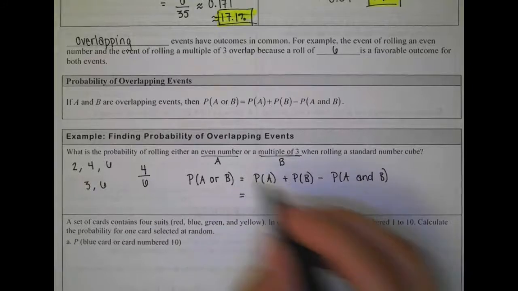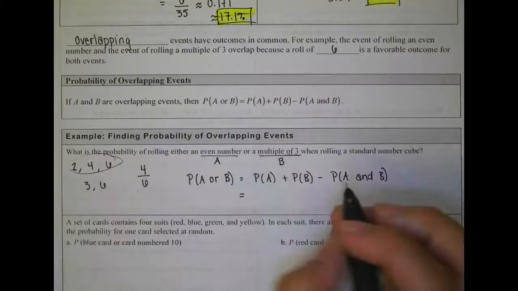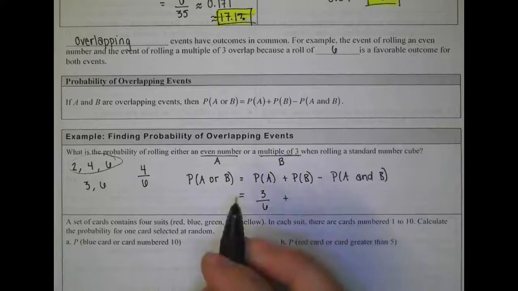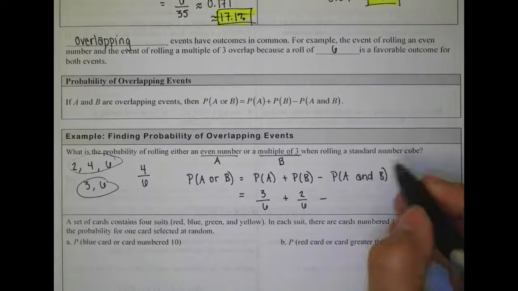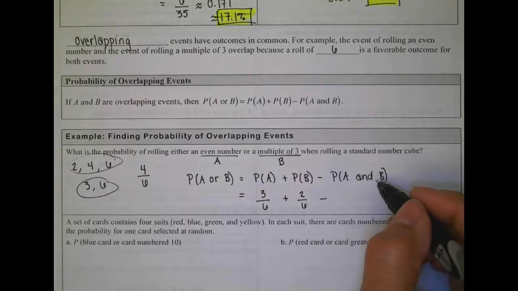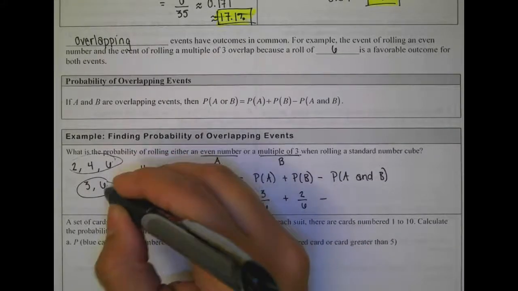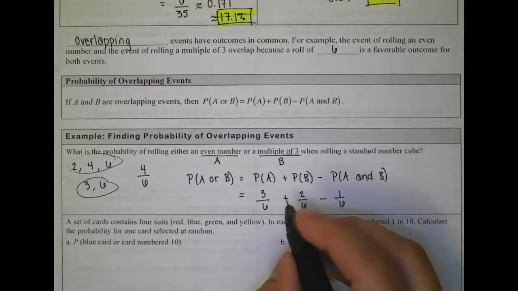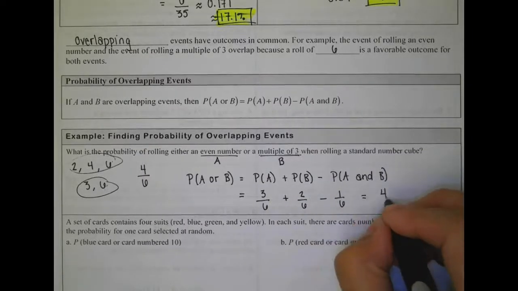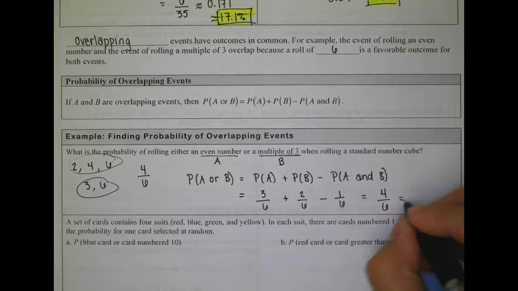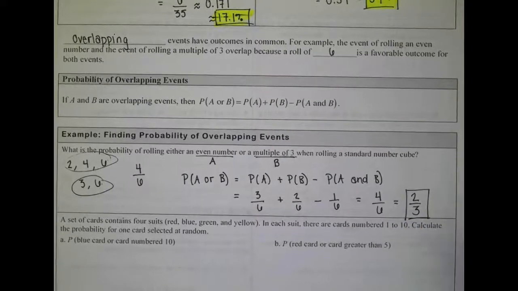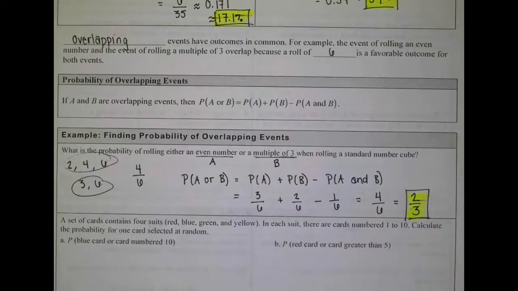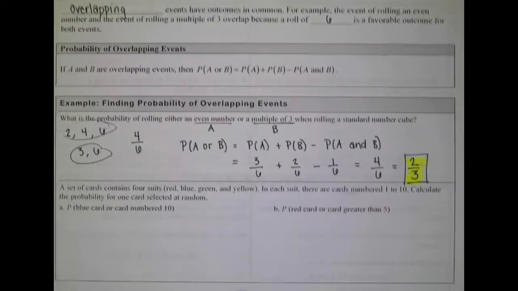The probability of rolling an even number, well, we got 3 of them. This is 3 out of 6. The probability of rolling a multiple of 3, 2 out of 6. The probability of rolling an even number that is also a multiple of 3, that's the overlap. It's just 1 over 6. 3 plus 2 is 5, minus 1 is 4 over 6. So 4 over 6, this is also 2 over 3. All right, I'm going to let you guys try this last problem. We'll go over the answers in class.